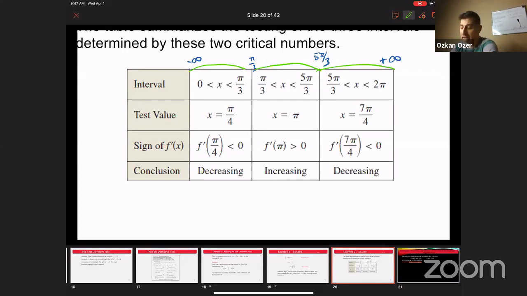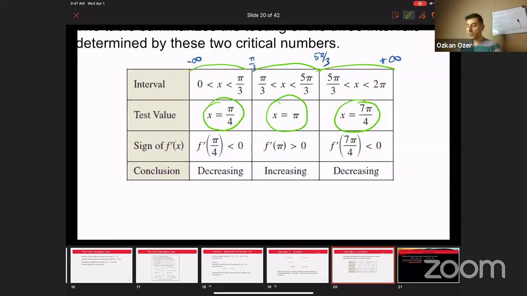So I'm going to now pick sample points from each subinterval, or test values, whichever you want to call them. From the first subinterval, minus infinity to pi over 3, I'm going to pick pi over 4. From the interval pi over 3 to 5 pi over 3, I'm going to pick pi. And from the interval 5 pi over 3 to infinity, I'm going to choose 7 pi over 4. You can also choose your own test values or sample points. It's totally up to you. Your test points could be totally different from my test points, which is fine.